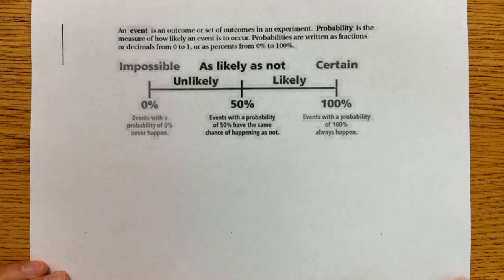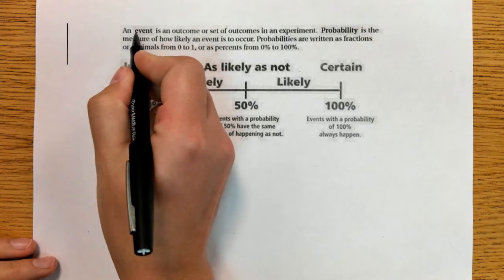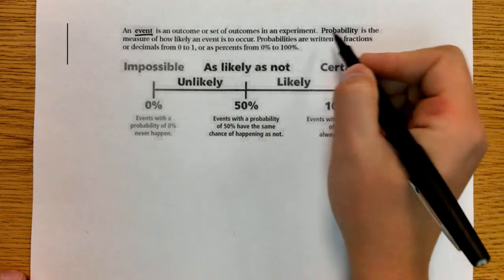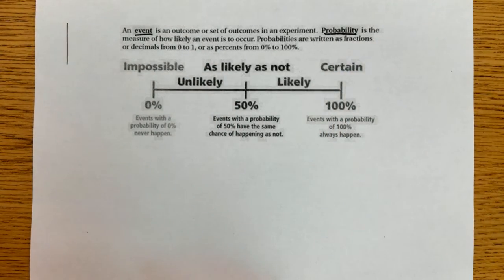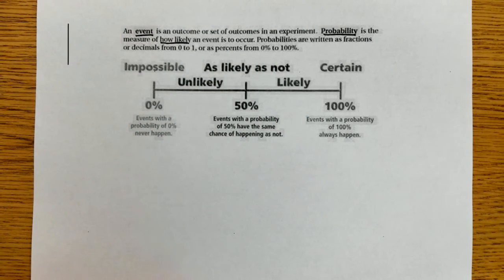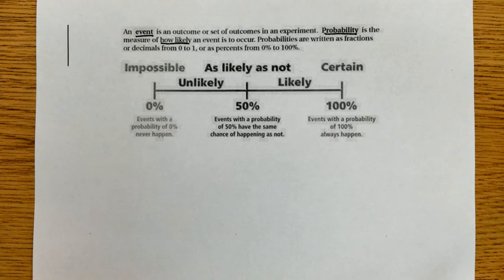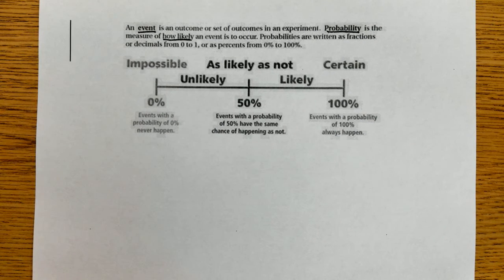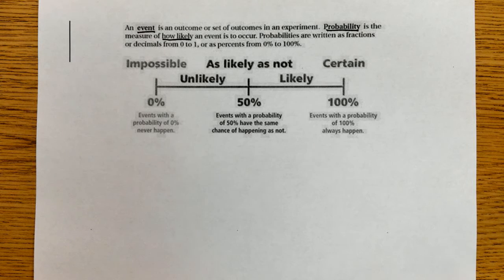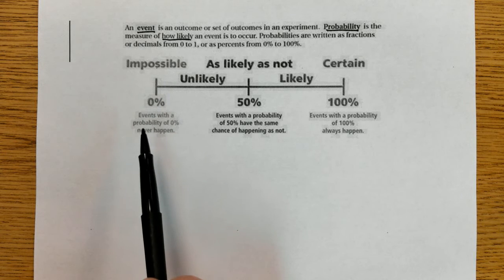So now we're going to go ahead and look at the likelihood of something happening. It says an event is an outcome or a set of outcomes in an experiment. Probability is the measure of how likely an event is to occur. Probabilities are written as fractions or decimals from 0 to 1 or percents from 0 to 100. So here we kind of have a scale of words that correspond with the percent of something happening. So something that is impossible to happen is going to be 0%.